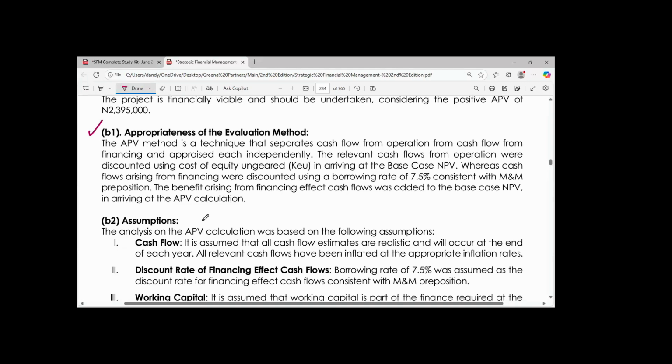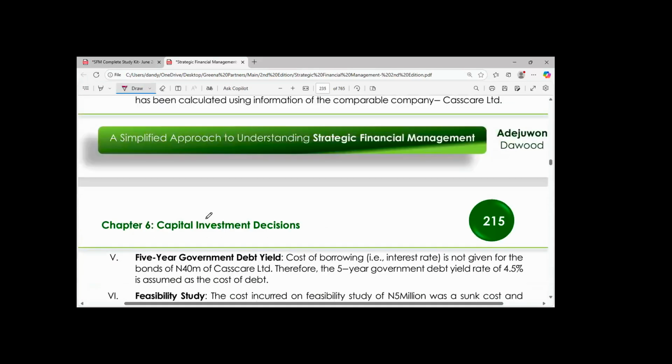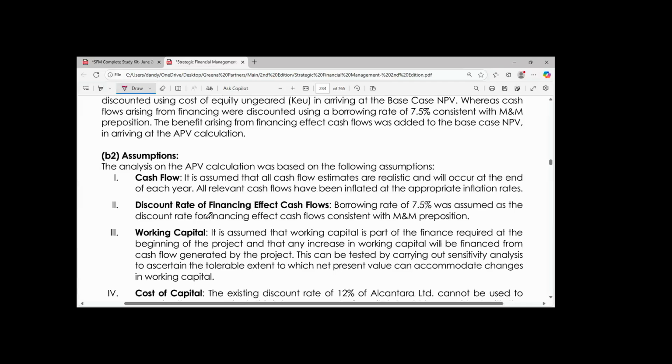So in this question, then assumptions. What are the underlying assumptions? These are the assumptions I have made. The analysis of the APV calculation was based on the following assumptions. We talk about cash flow. You already know this is not the first time we'll be talking about assumption on cash flow. In any case, it is assumed that all cash flow estimates are realistic and will occur at the end of each year. All relevant cash flows have been inflated at the appropriate inflation rate. So we are given different inflation rates for selling price, variable cost, and fixed cost. We inflate them at the specific inflation rate given to us.